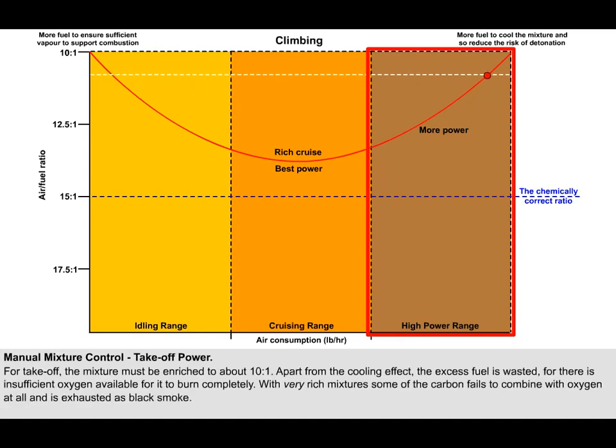When full power is selected for takeoff, the mixture must be enriched to about 10 to 1. Apart from the cooling effect, the excess fuel is wasted, for there is insufficient oxygen available for it to burn completely. The higher power results from a greater weight of charge induced in a given time, and not because of mixture enrichment. In practice, excess fuel vapour is not scavenged as vapour, because the oxygen is shared out to some extent, so that carbon monoxide is produced during combustion as well as carbon dioxide. With very rich mixtures, some of the carbon fails to combine with oxygen at all, and is exhausted as black smoke.